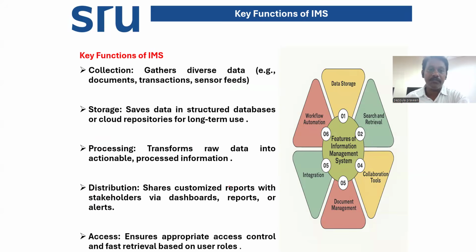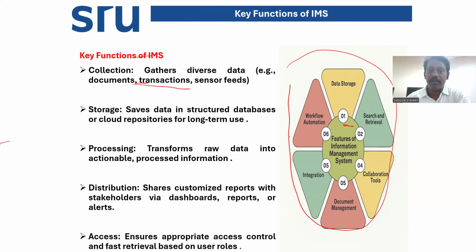Now, key functions of IMS. We already learned the importance of IMS. Now, the key functions of IMS. The first one is to gather diverse data, for example documents, transactions, sensor feeds. So this is the IMS, and these are all the key features of IMS.